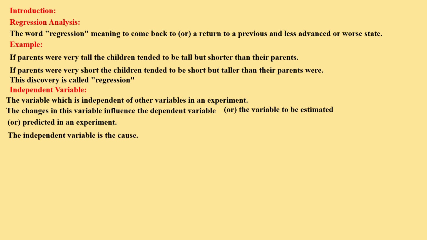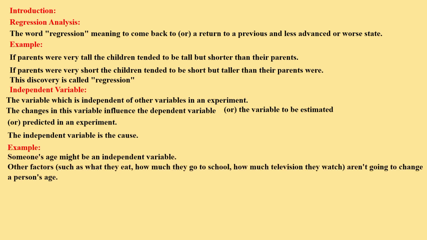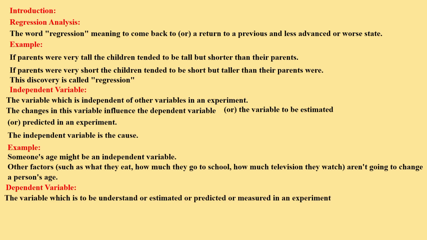The independent variable is the cause. For example, someone's age might be independent only. Other factors, like how much they are eating, how much they are going to school, how much television they watch, will not affect their age. So it is independent. The dependent variable is the variable which is to be understood, estimated, predicted or measured in an experiment.